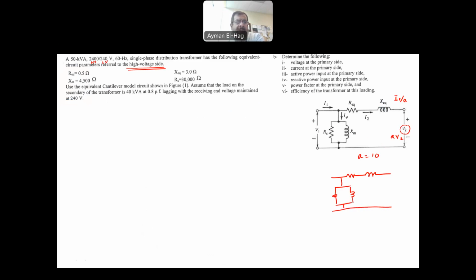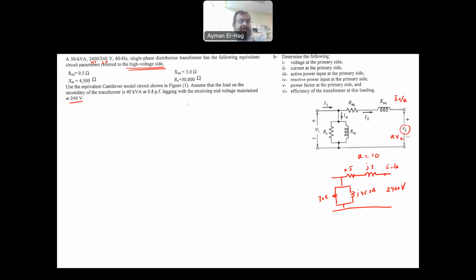Let me give the values. R equivalent is 0.5, and this is J3, and XM is J4.5 kilo ohms, and RC is 30 kilo ohm. Now this is your AV2. It says here, assume that the receiving end is maintained at 240, but because this is the model referred to the high voltage side, it will be A times V2, which is 2400 volt, and here is your I2 over A.